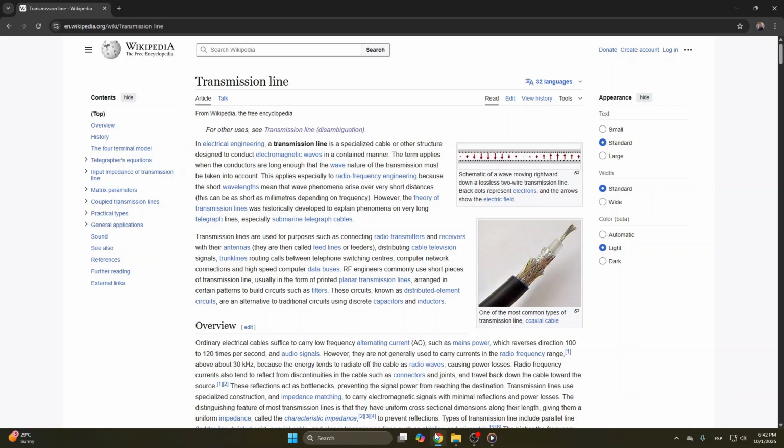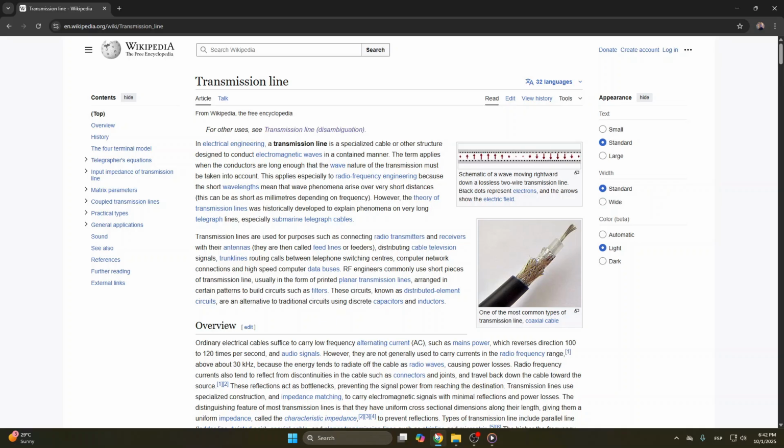Based on this definition, any trace may seem like a transmission line. So let's keep reading. The term applies when the conductors are long enough that the wave nature of the transmission must be taken into account. Okay, so things get more interesting now. It means that the length of the trace matters. In order to consider a trace as a transmission line, it has to be long.